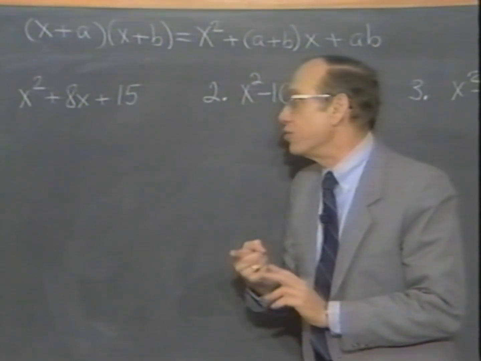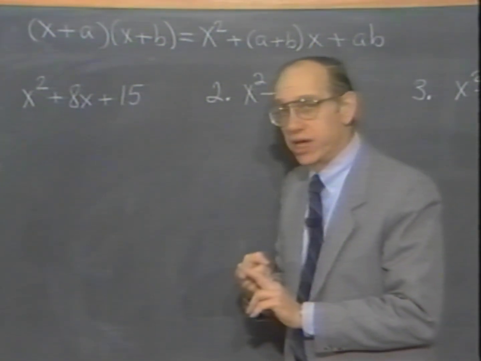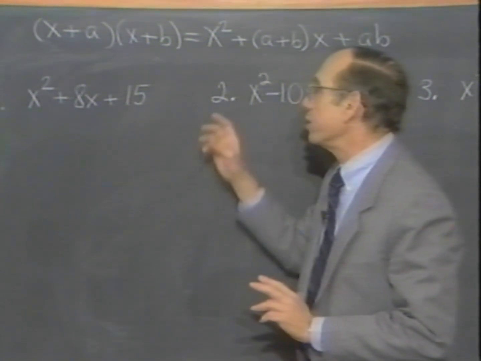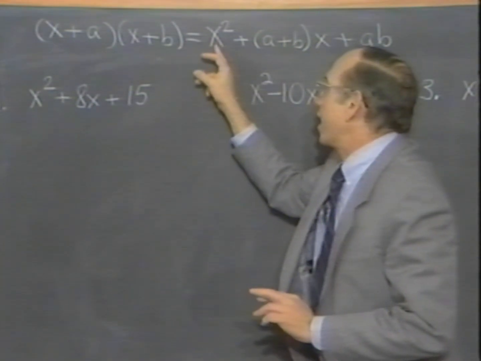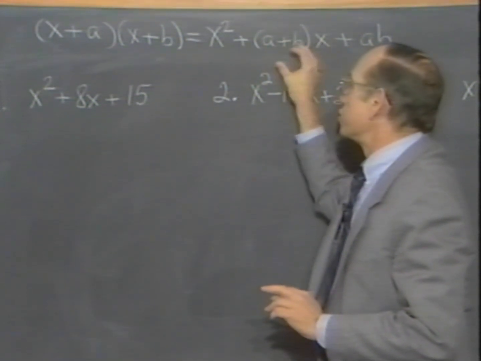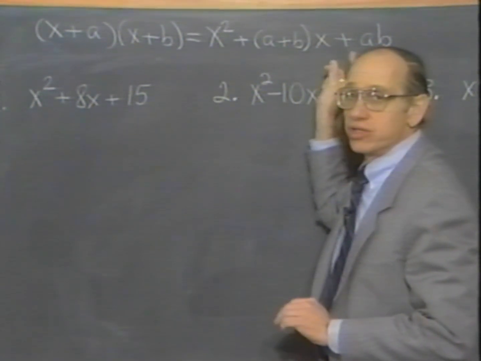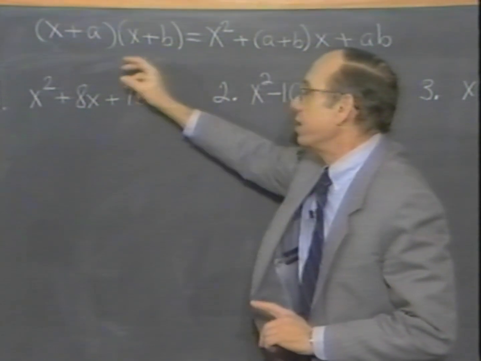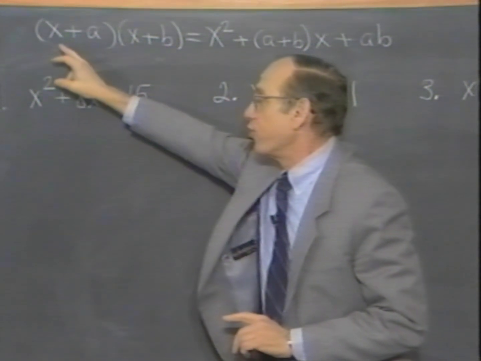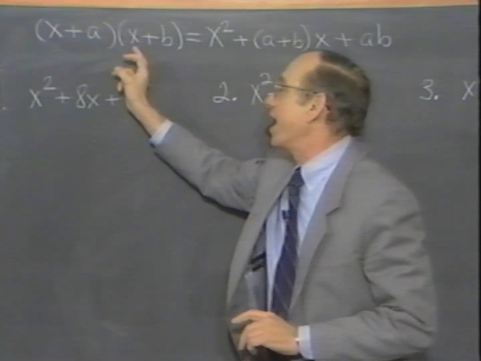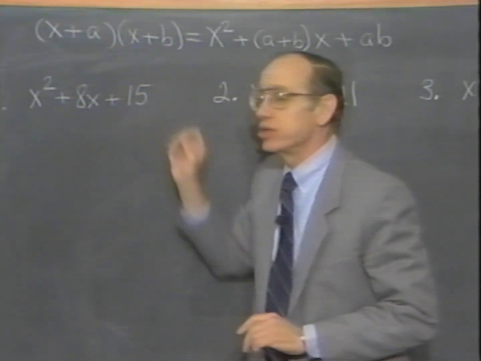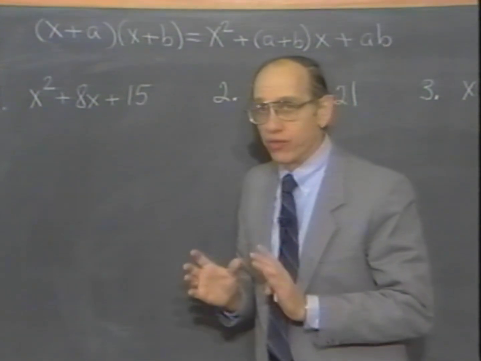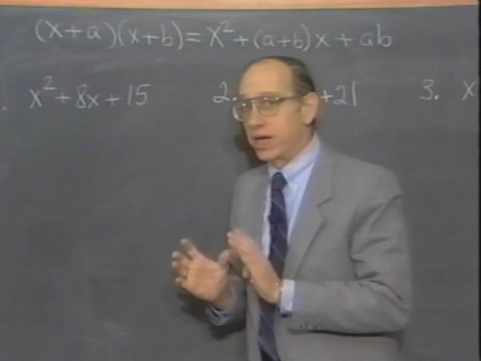And of course, a and b could be positive or negative. But the idea is that if you multiply two binomials together, you get a trinomial with an x squared, a middle term, something times x, and a constant term at the end. Now notice, this formula is only right if the binomials are of the form x plus a and x plus b. If there's any coefficient on the x, then we're going to have a different formula. But we'll worry about that a little later.